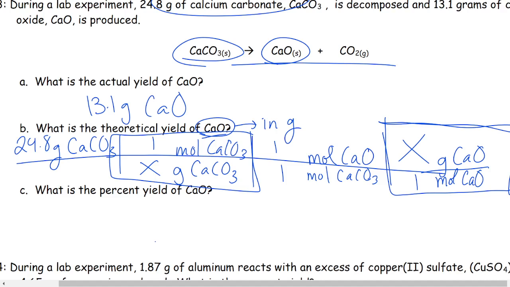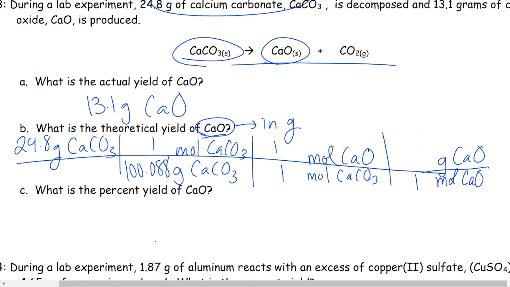Remembering that you don't round your periodic table, the molar mass that you should have calculated for calcium carbonate is 100.088. That's what y'all said, right? Okay, and then for calcium oxide, what molar mass did you calculate? 56 point what? I agree. Perfect.